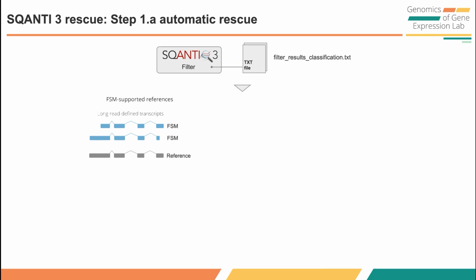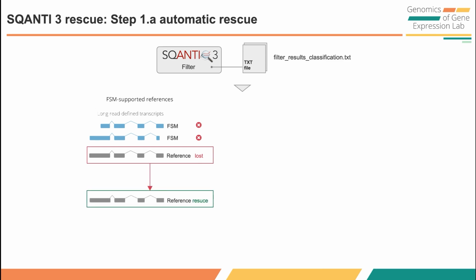If all full splice matches with the same associated_transcript are removed, it's assumed that the transcription start sites and/or transcription termination sites of the long read-defined transcript is different from that of the matching reference transcript, which leads to the loss of the diversity of that reference transcript in the transcriptome. In this case, the associated_transcript from the reference is rescued, and the discarded full splice match is not rescued. This is the automatic rescue process.